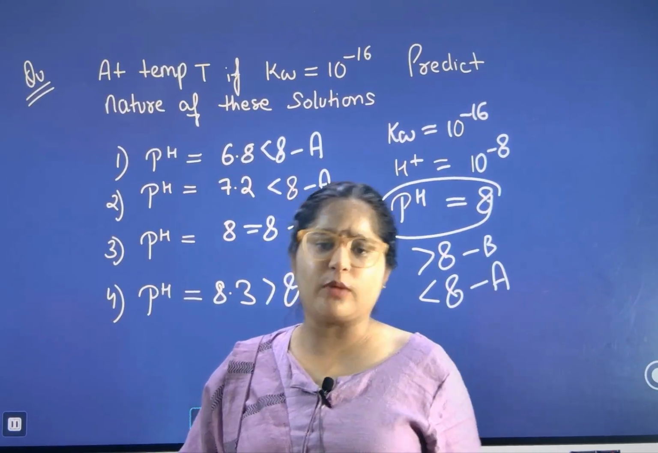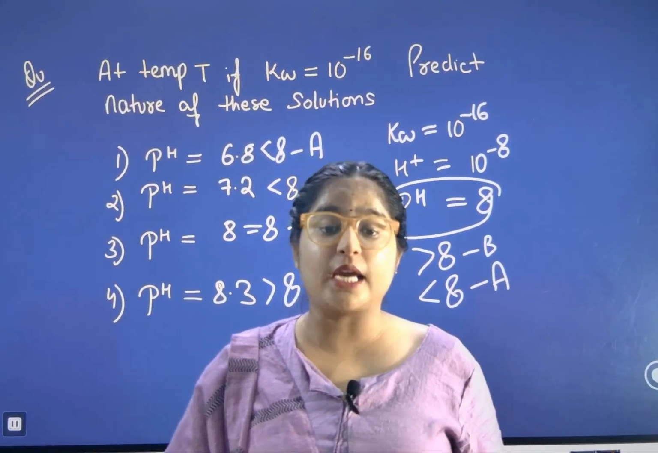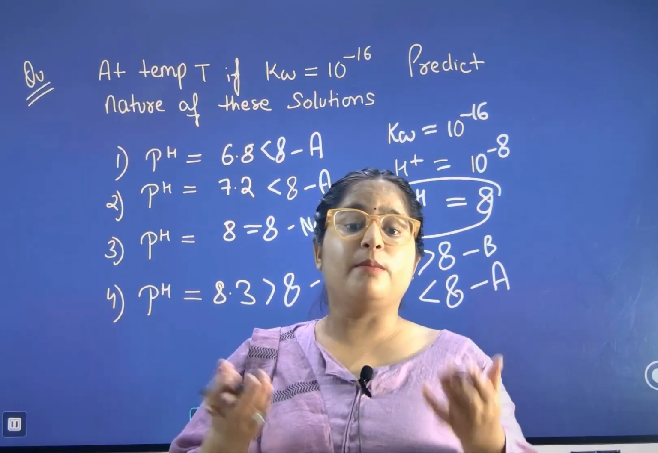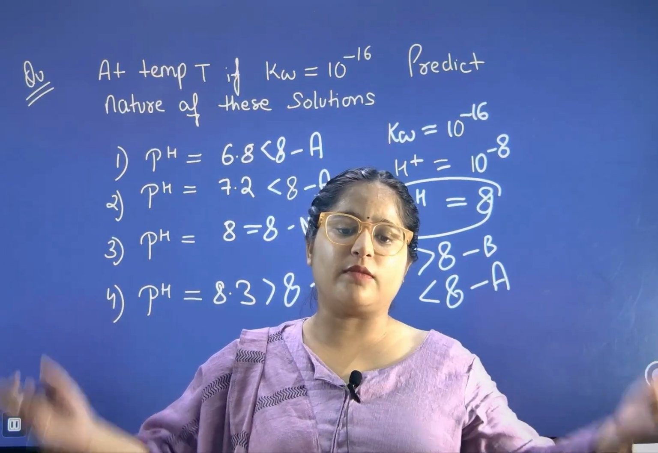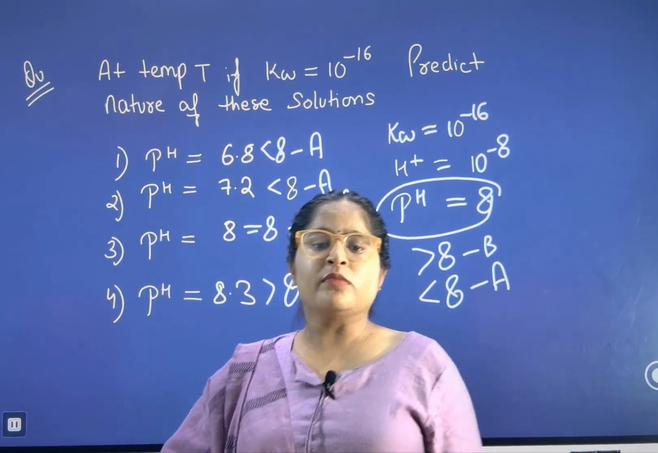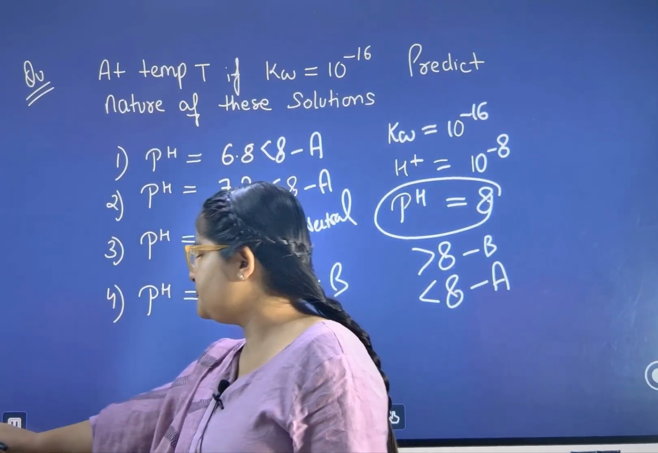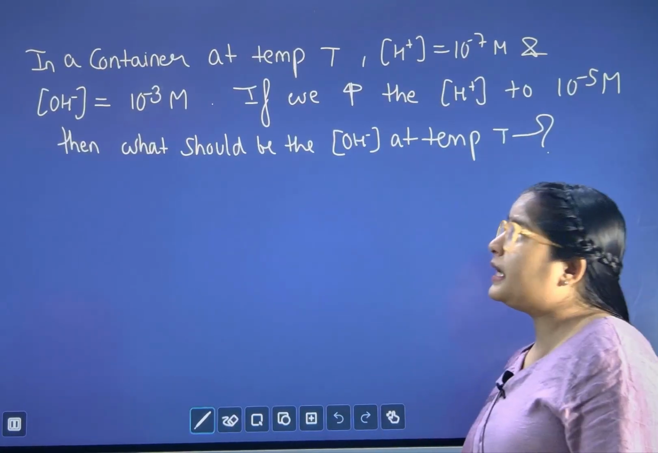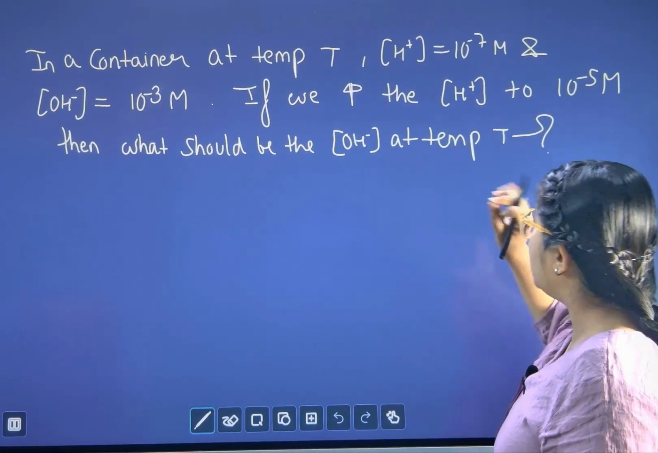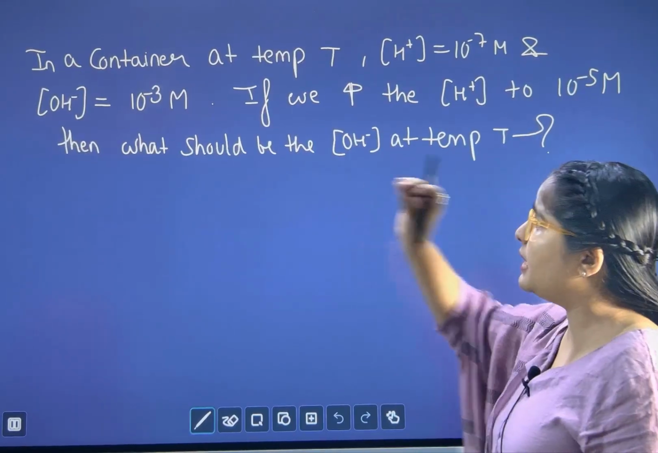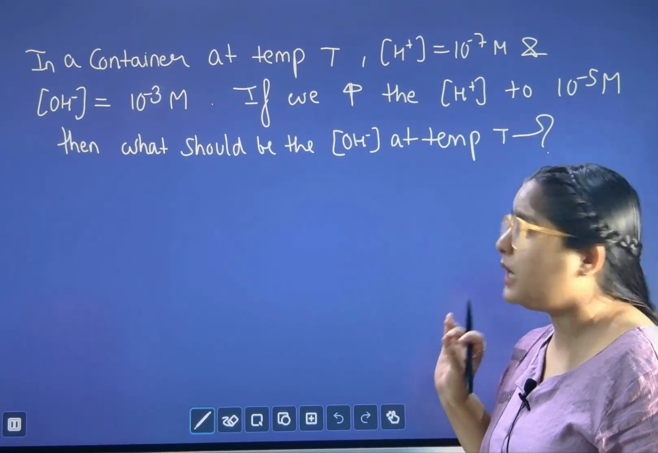So don't directly write that pH 7 means neutral. No, it will change if the temperature is changing, because Kw will change. So H ion will also change. Clear? Now let us solve one more question here. So in a container at a temperature T, H ion is 10 to the power minus 7 and OH ion is 10 to the power minus 3 molar.